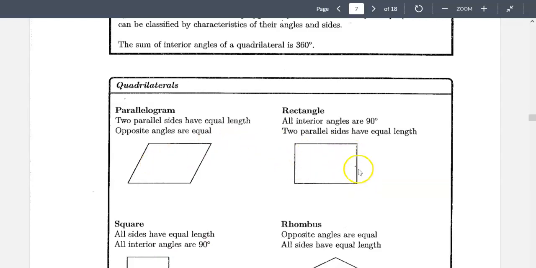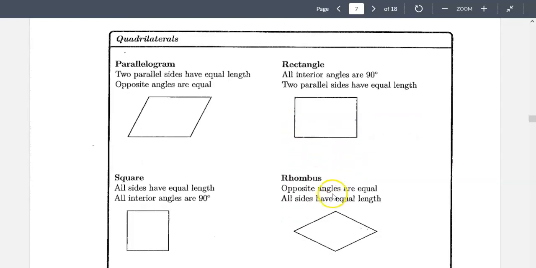For example, a rectangle is a special type of parallelogram. Not only does it have all the characteristics of a parallelogram, plus we need all the angles to be equal. So if you look, these angles are all 90 degrees. Now, a rhombus is the opposite of a rectangle. It is a parallelogram as well, but instead of equal angles, this one has equal sides.